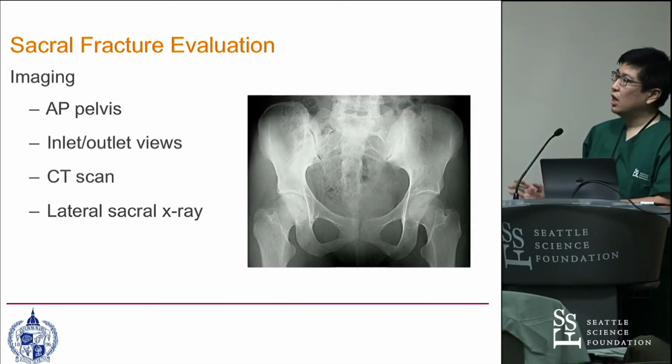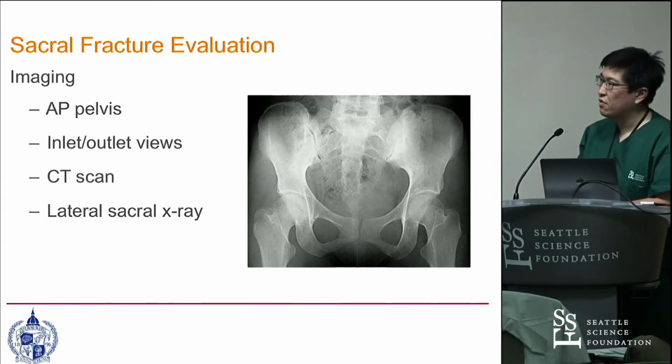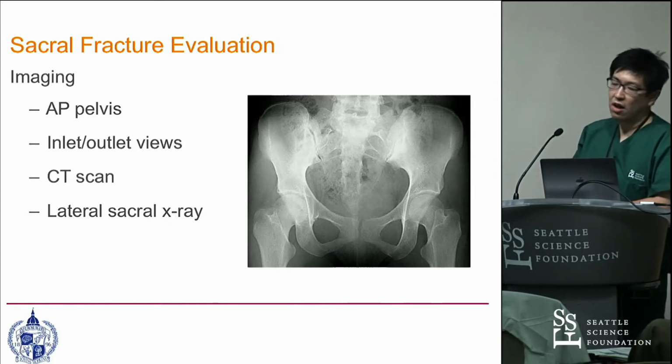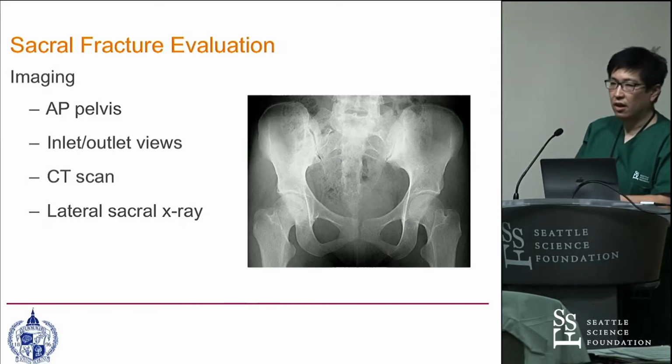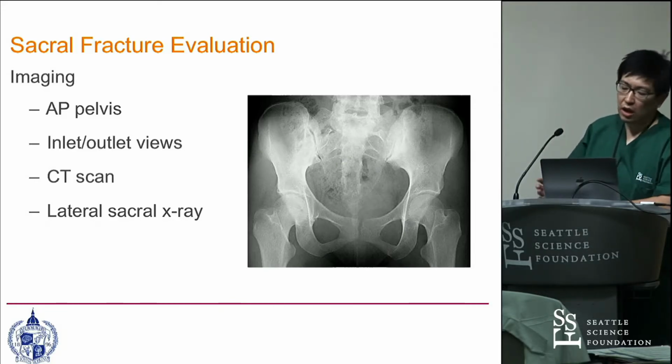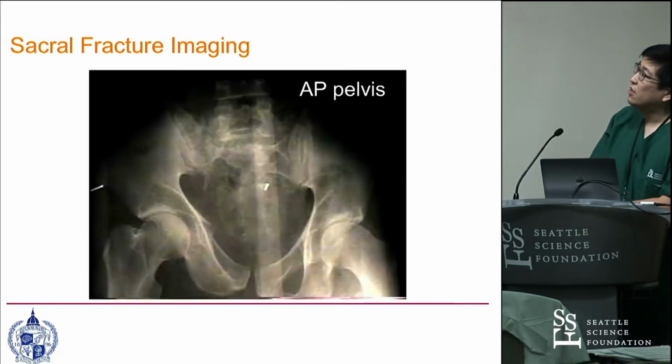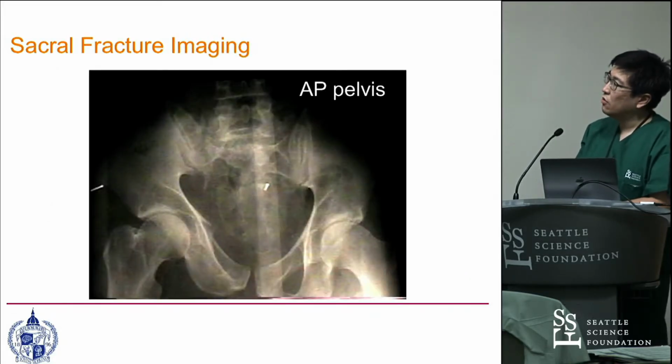So classically, we have AP pelvis views, inlet-outlet views, CT scans, as well as lateral sacral x-rays. I think for most trauma centers, everyone pretty much gets a pan scan along the way, so a lot of these x-rays have fallen out of favor. But that being said, there's still a lot that you can learn from these x-rays.